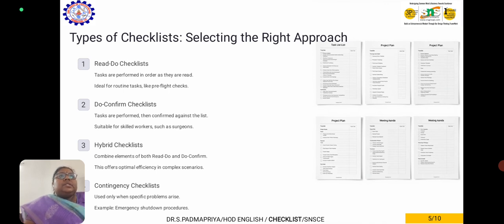So read-do checklist is performed in order as they are read, ideal for routine tasks and pre-flight checks. Then do-confirm checklist is where tasks are performed, then confirmed against the list, suitable for skilled workers such as surgeons. Then hybrid checklist combines elements of both read-do and do-confirm. The last one is the contingency checklist, which is used when specific problems arise. Example, emergency shutdown procedures.